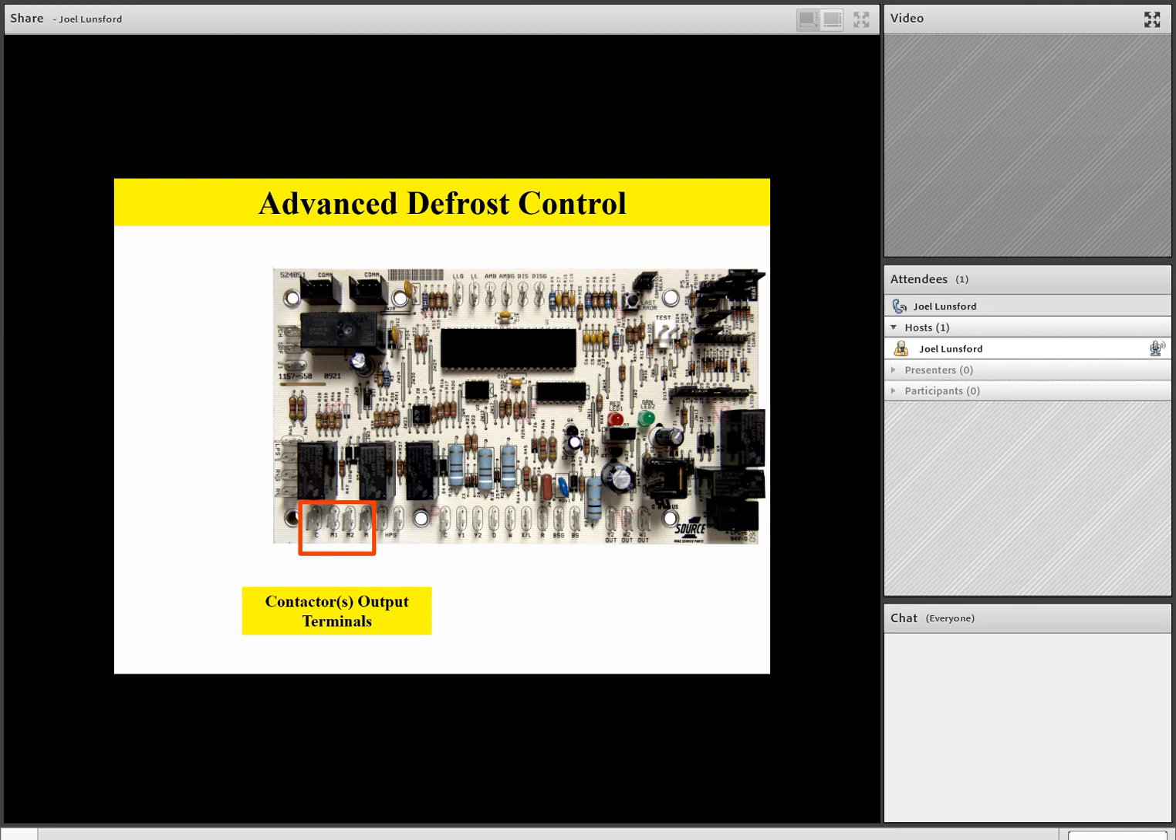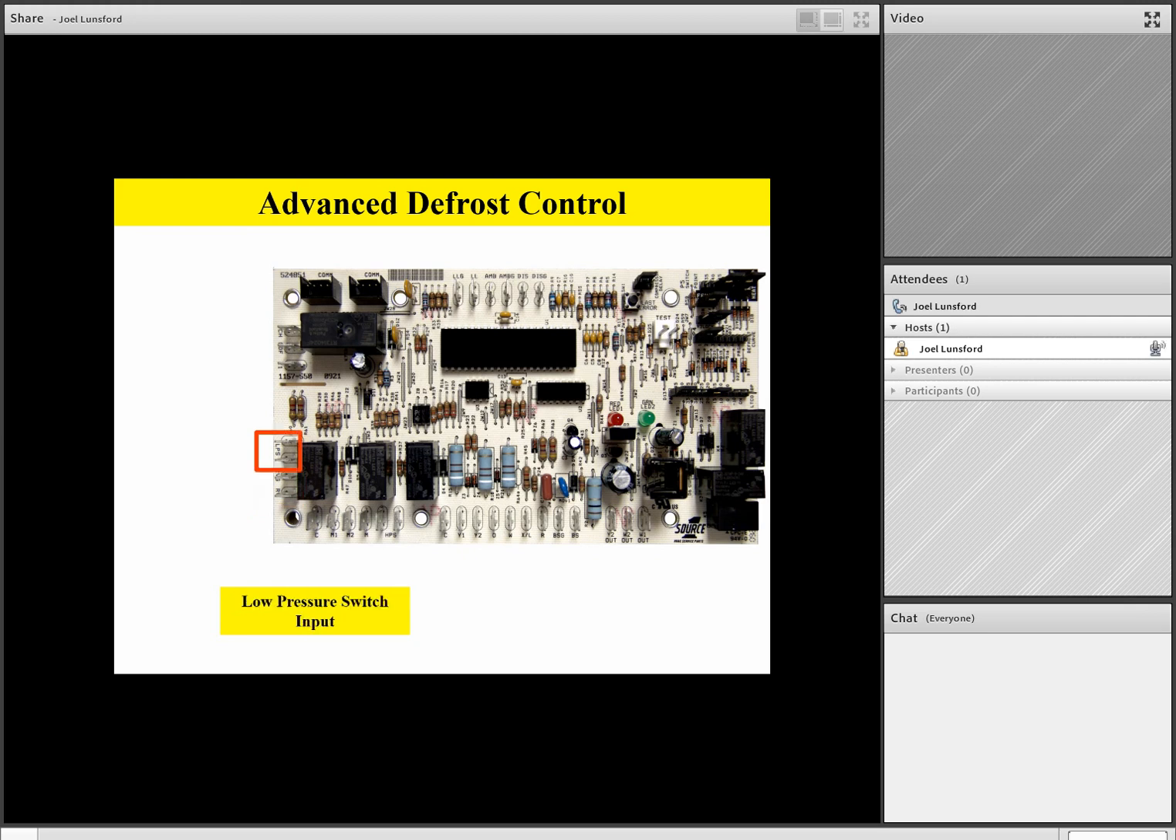Coming around the corner of the board, you have RV. Those RV terminals are going to be your reversing valve output, and we're going to energize the reversing valve in the cooling mode of operation on the Champion equipment. So RV reversing valve output, 24 volts, we energize in the cooling mode. Right above those terminals, you have LPS. This is your low pressure switch input.